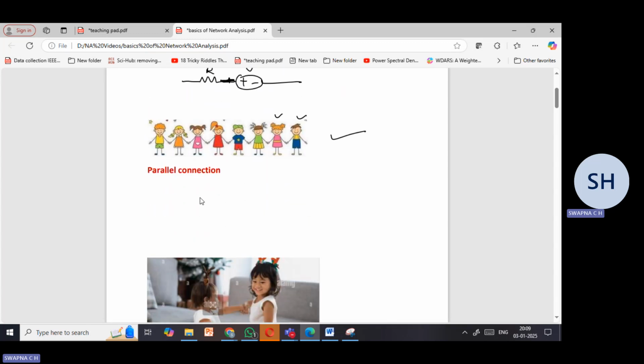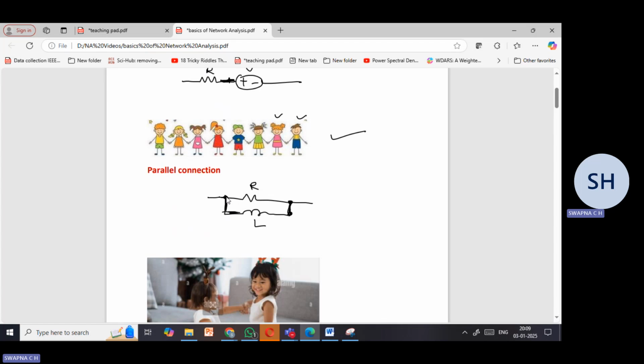So parallel connection means you take any two elements, either it can be voltage source, inductor, resistor, whatever you take. If you just observe this resistor and this inductor, they are connected end to end. One end of the resistor is connected to one end of the inductor here, and the other end of the same resistor is connected to the other end of the inductor here. So those two are connected end to end.